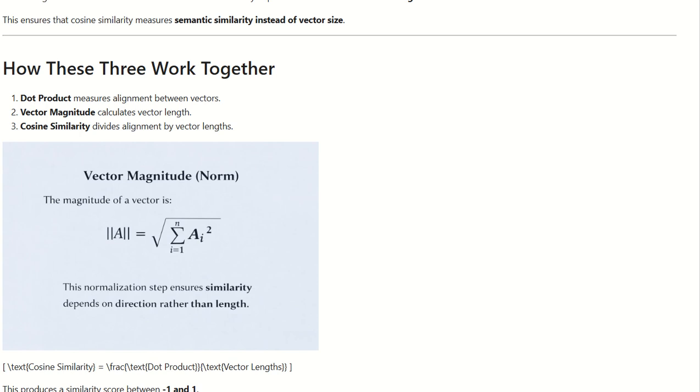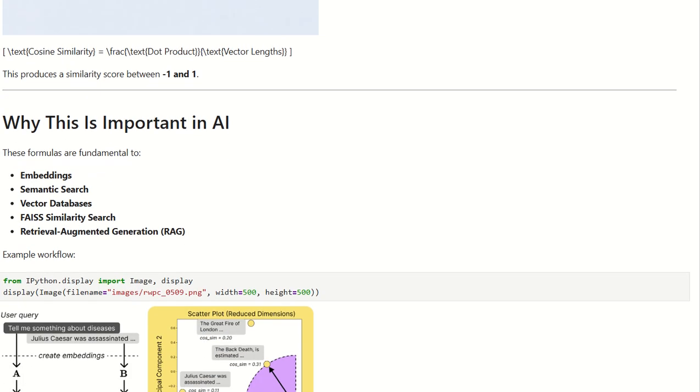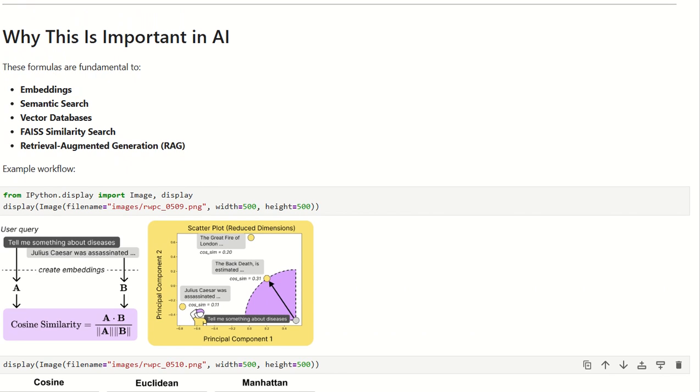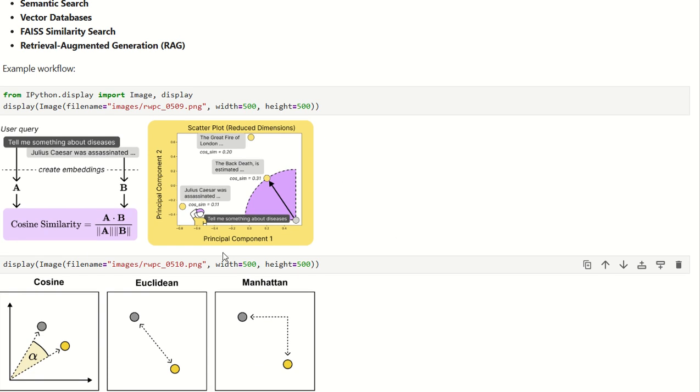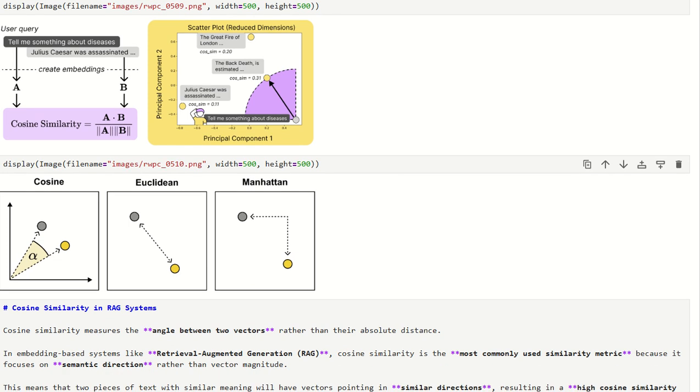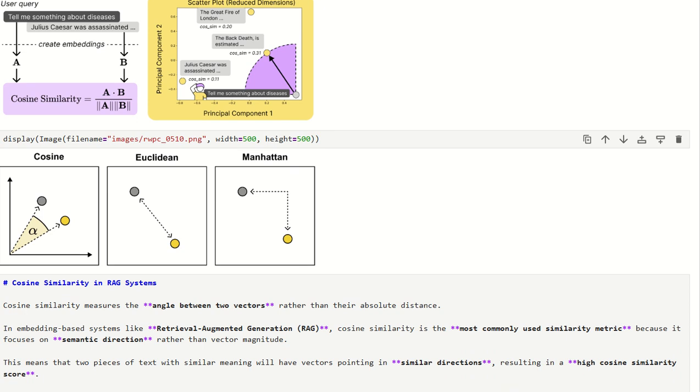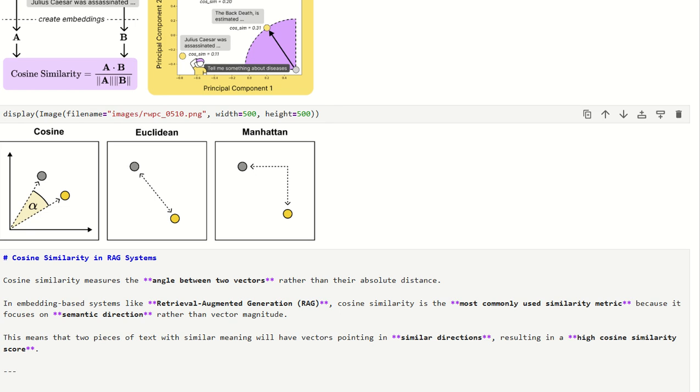Now we are going to discuss why this is important in AI. These formulas are fundamental to embeddings, semantic search, vector databases, fuzzy similarity search, and retrieval augmented generation. We discussed this diagram already, how it defines the angle between two vectors. We have different calculations for checking the difference between vectors, like cosine similarity, Euclidean distance, and Manhattan.